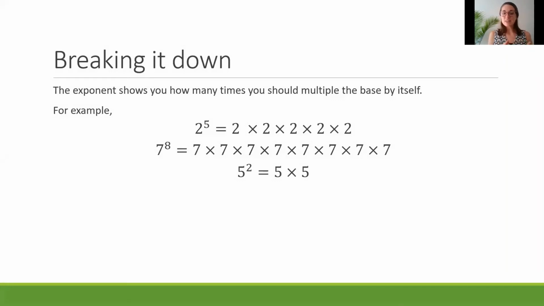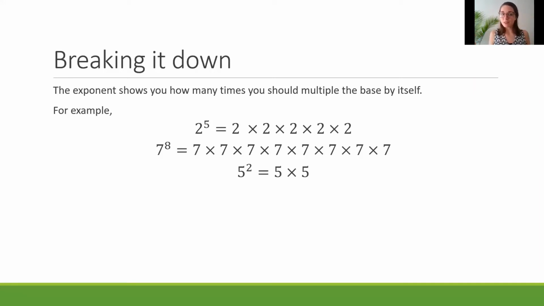If I had 7 to the 8th power, I would multiply 7 times 7 times 7 times 7 times 7 times 7 times 7 times 7. Whew. More tedious to write it that way, right? That's a really long expression.